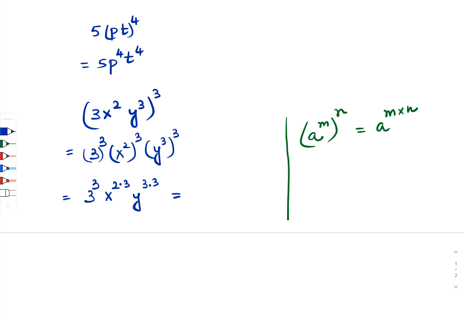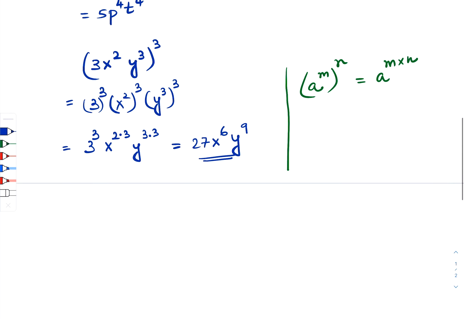And then if you break that down further, 3 raised to the third, that's a simple number. 3 times 3 is 9. 9 times 3 is 27. So that's 27. x raised to the power 2 times 3 is 6. And y raised to the power 3 times 3 is 9. There you go. Okay. Let's try another one.